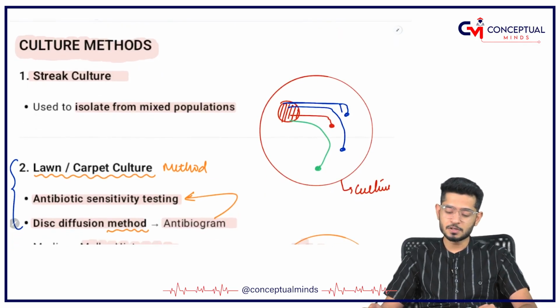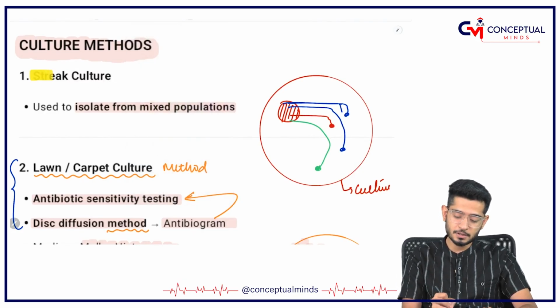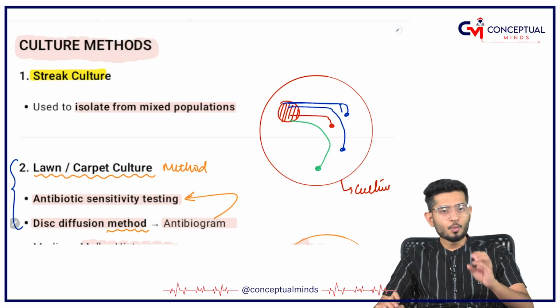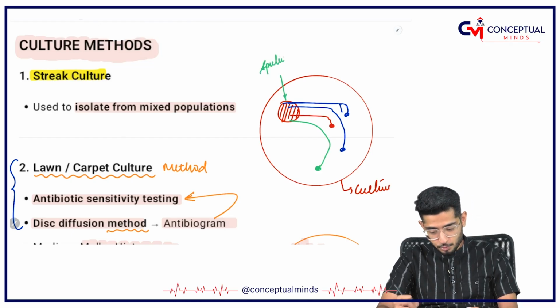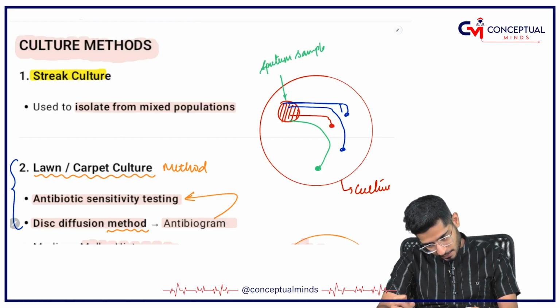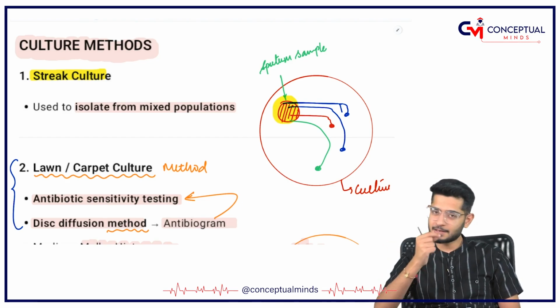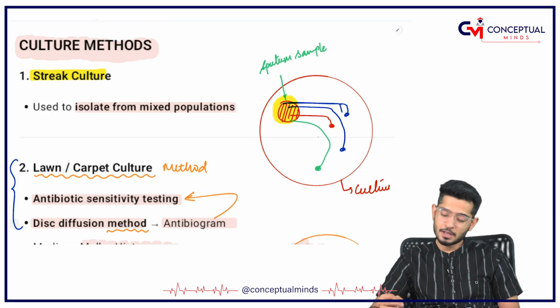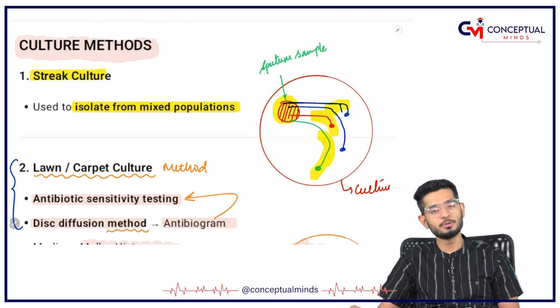Coming on to culture methods. So there are different culture methods. One of the culture methods is streak culture. Okay, I'll change the color. Streak culture means we take a sample. For example, you took a sputum sample and you put the sputum sample over here. Once you put the sputum sample over here, you make different streaks. And at the time of making different streaks, my dear friend, you can isolate the different bacteria. Some might be blue ones, some might be red ones, some might be green ones. So it is used to isolate the bacteria from a mixed population.